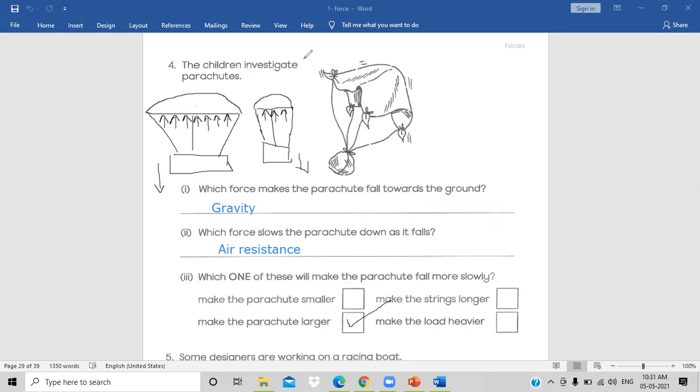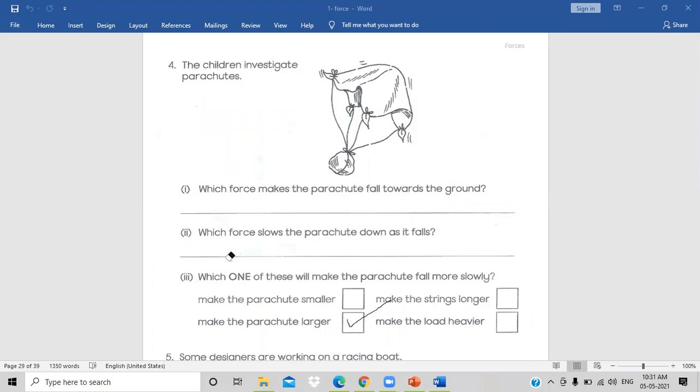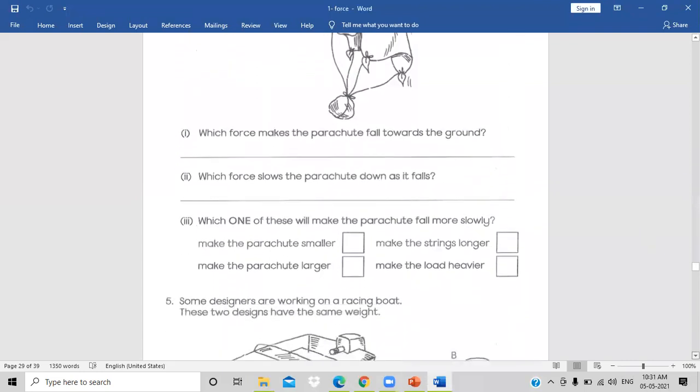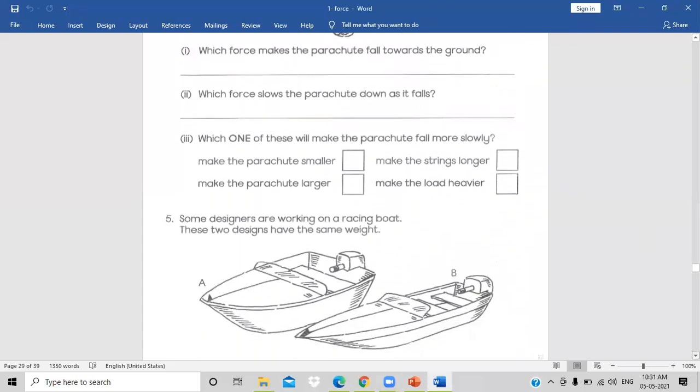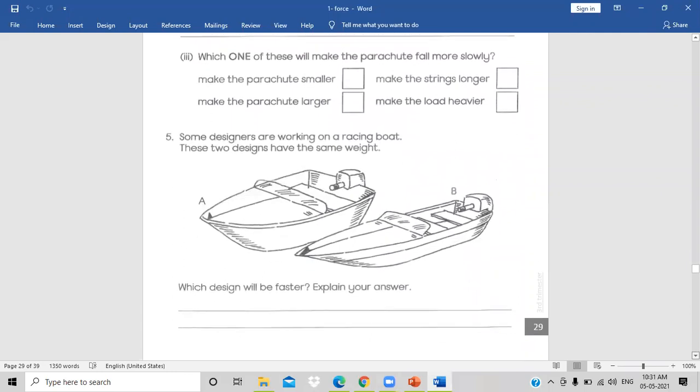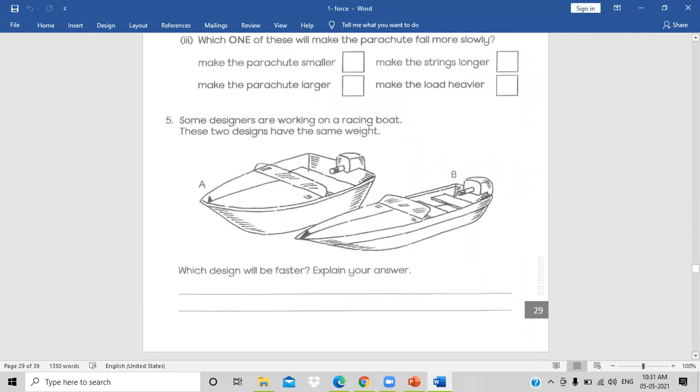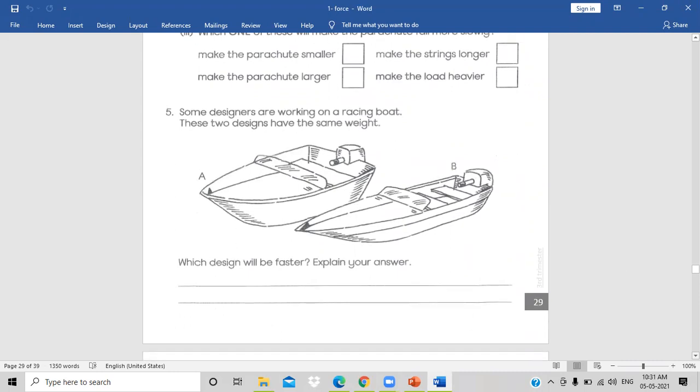Okay. Now I will erase this and I will move to the next question. So what is the next question? The next question, number 5, says, some designers are working on a racing boat. This question we already did during the session, but we are going to do it again.